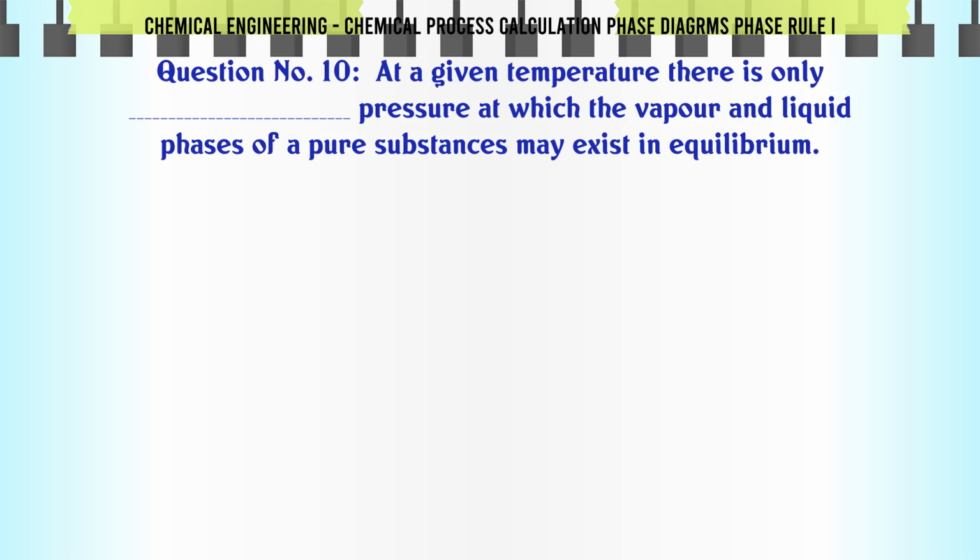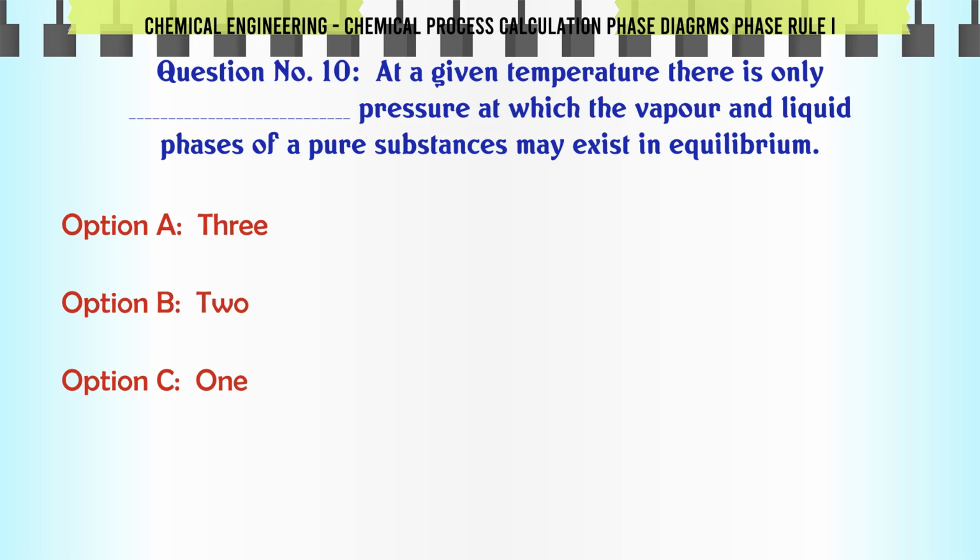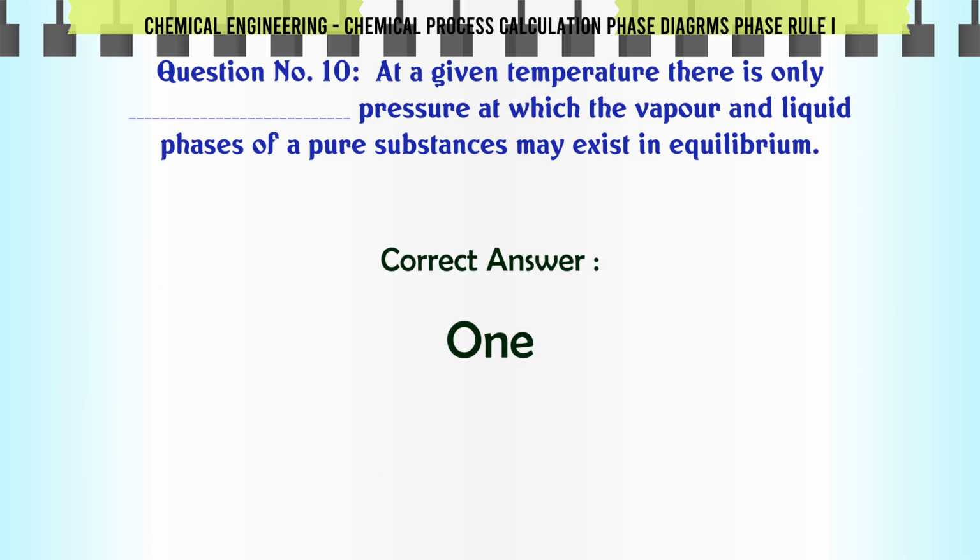At a given temperature there is only one pressure at which the vapor and liquid phases of a pure substance may exist in equilibrium: A. 3. B. 2. C. 1. D. None of the mentioned. The correct answer is 1.